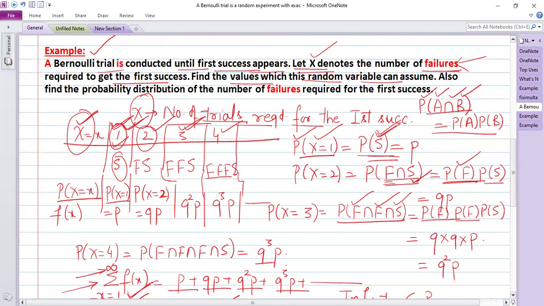So this case, where our X is the number of failures required to get the first success, I am talking about this. Sometimes it is also written that X denotes the number of failures preceding the first success.